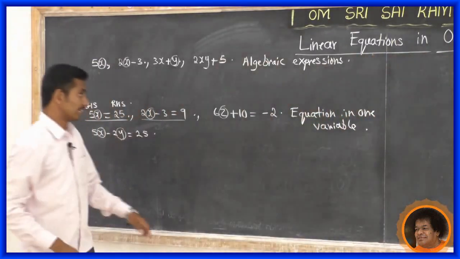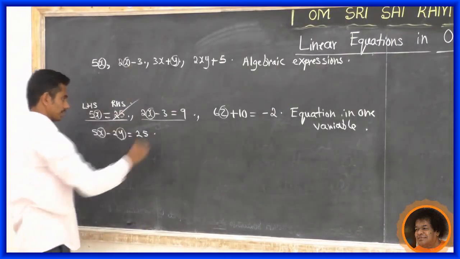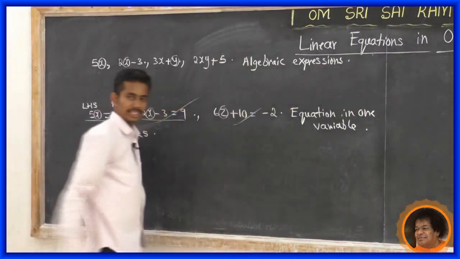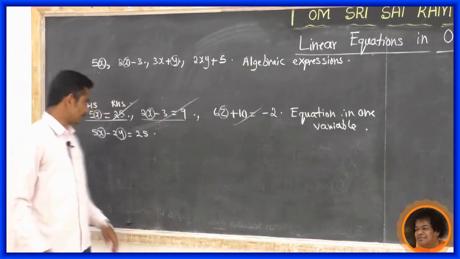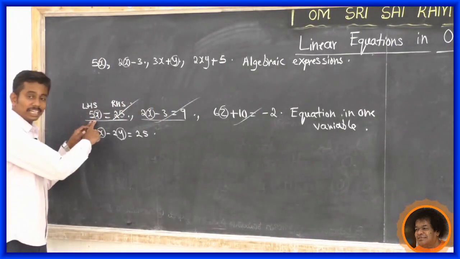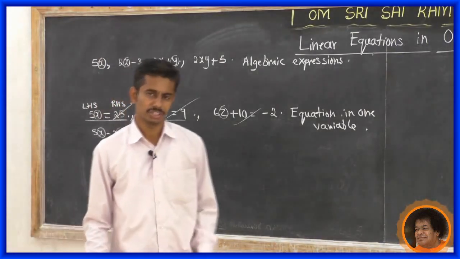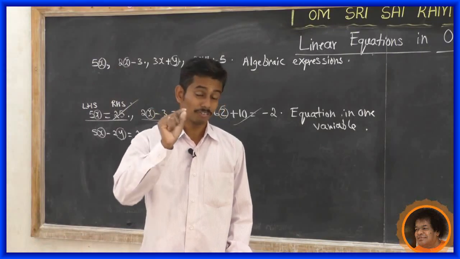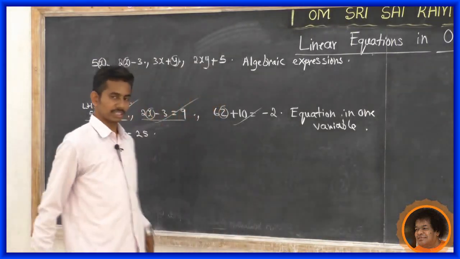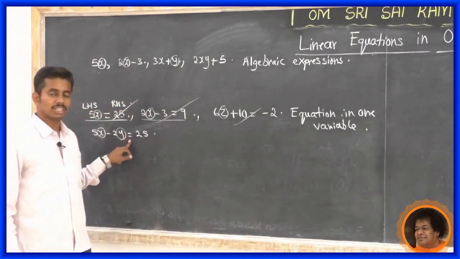Now another given, linear equation. What is a linear equation? This is a linear equation. It is also a linear equation. It is also a linear equation. Why is it called a linear equation in one variable? Because we find the degree of the equation. What is the degree of the equation? Degree of the equation means find the power of the variable. Only one variable is present. Find the highest power of the variable, then we get the degree.